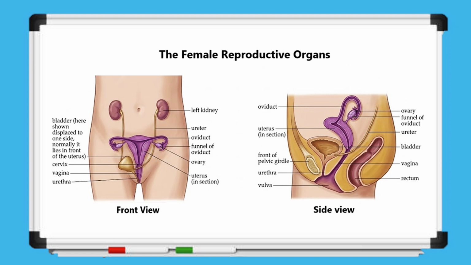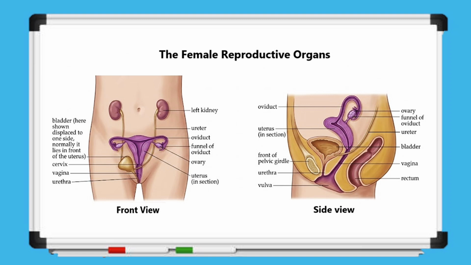The ovaries are small oval-shaped organs located on each side of the uterus. They produce the female gametes, which are egg cells, and also release important female hormones. Each ovary is connected to a tube called the oviduct. The oviduct has a funnel-shaped opening near the ovary called the funnel of the oviduct, which helps collect the egg after it is released from the ovary.